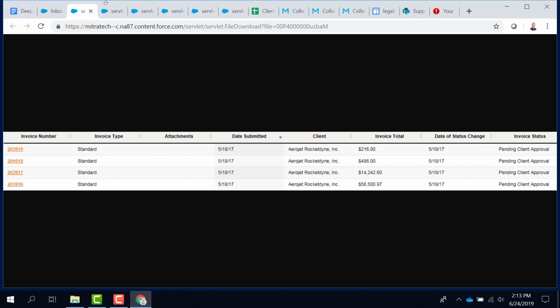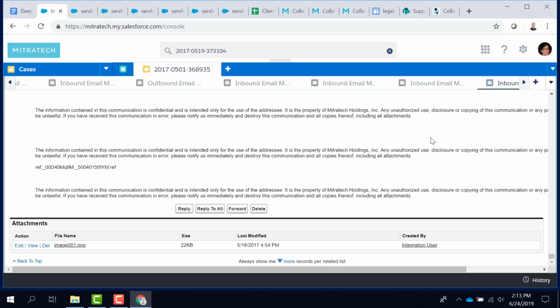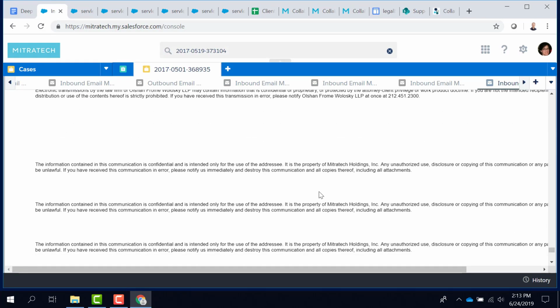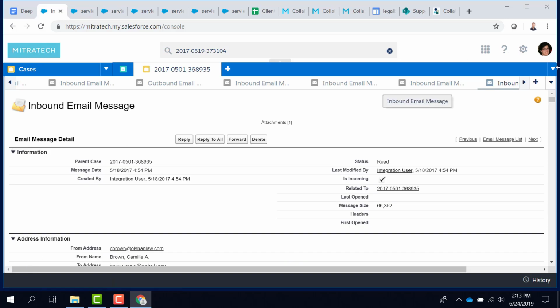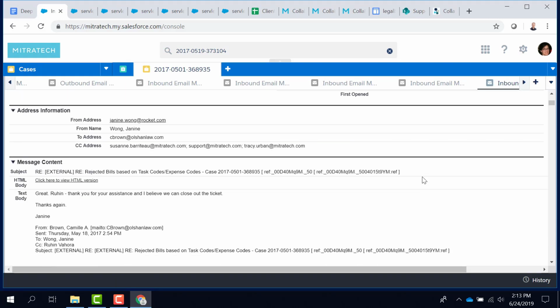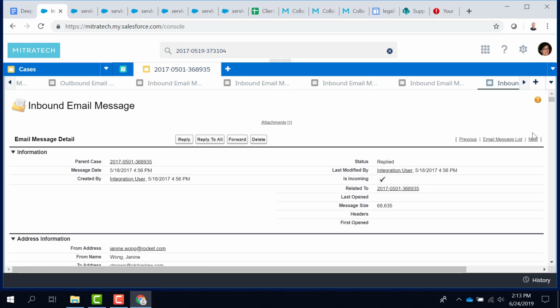They're all pending client approval. So pending client approval means that they've gone through the initial validations and they were picked up by the client system. So hopefully that means they'll be approved. All right, we can close out the ticket.